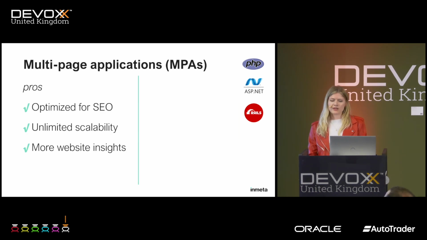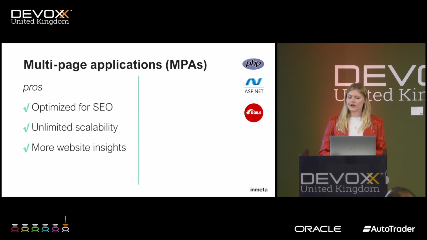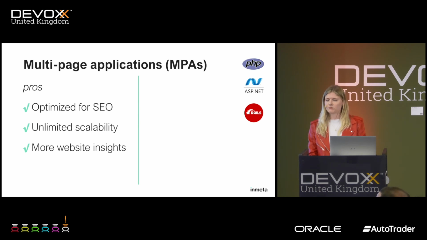So what are the pros of MPAs? Firstly, all the page content can be read and indexed by search engines because it's rendered HTML, allowing them to appear in search results and be optimized for it. Then there is no restriction on number of pages you can add. Performance is the same, meaning they have unlimited scalability. Last, they can provide more website insights. For example, Google Analytics can create reports for each page.